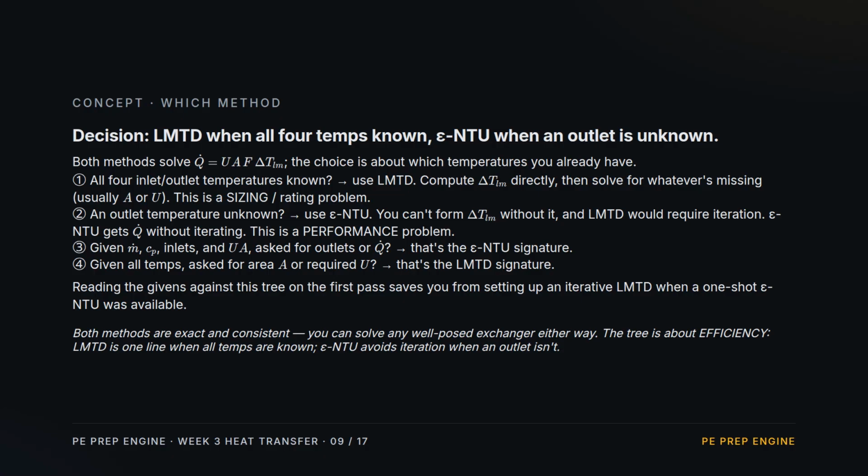An outlet unknown? Use effectiveness NTU. You can't form delta TLM without it. An LMTD would force iteration. Effectiveness gets the heat rate in one shot. That's a performance problem. Signatures, mass flows, specific heats, inlets, and UA ask for outlets or heat rate. Effectiveness NTU. All temperatures ask for area or U.